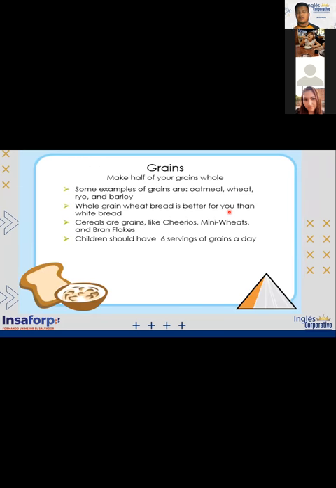And here we have the first part that we're going to see. It is the grains, and I will need some help to read that. Can someone help me with reading all these parts?